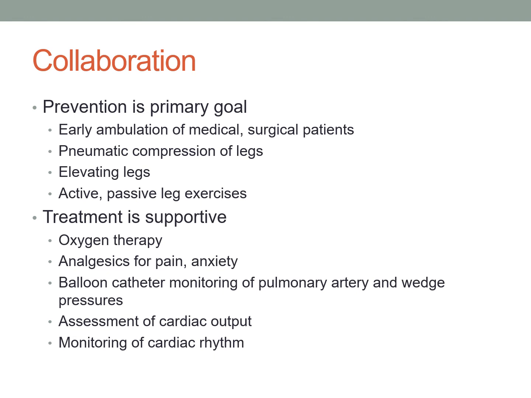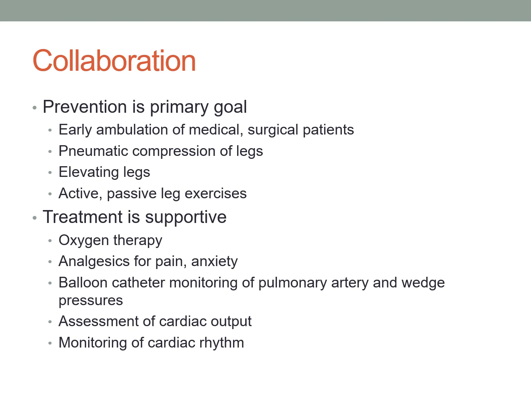We can't rely on the physical therapist to do it. We can do passive range of motion. So prevention is a primary goal. Early ambulation, pneumatic compression of the legs, the TED hose, the SCDs, elevate the legs, active and passive range of motion, leg exercises. Then other supportive treatment, of course, your oxygen therapy. Okay, ABCs, oxygen therapy. Then we want to make sure this patient has pain medicine.